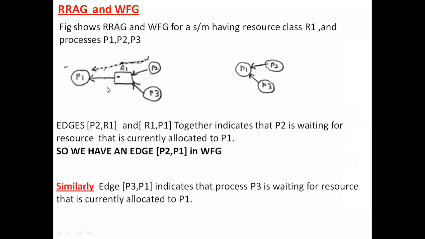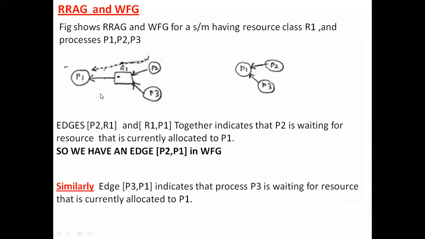So as you can see here, as we are representing the resource here, this can be called an RAG graph, and the same graph will be represented in terms of a wait-for graph, WFG. Okay. So the figure like this one is showing, we have three processes, P1, P2, and P3, along with a single resource, where P2 and P3 are requesting the resource R1. And this single unit of resource R1 is already assigned to the process P1.